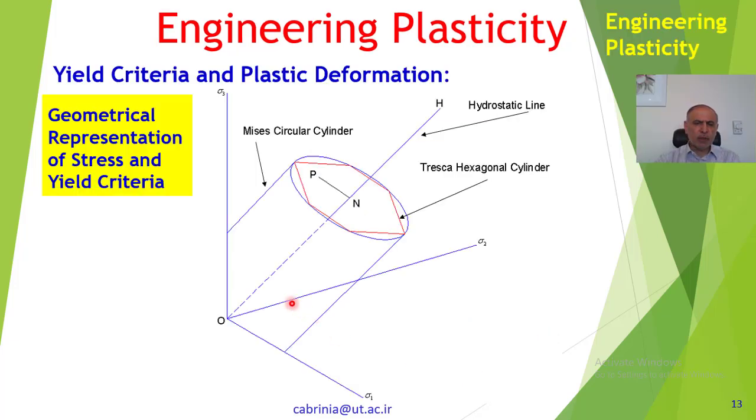Let's go back to this cylinder, this yield surface. Obviously here, for the sake of simplicity and introducing two yield criteria, which are the Tresca and Mises criteria, I have taken the yield locus as a circular locus, and also, as you can see, as this hexagon. This hexagon is Tresca, and this circular surface is the Mises.